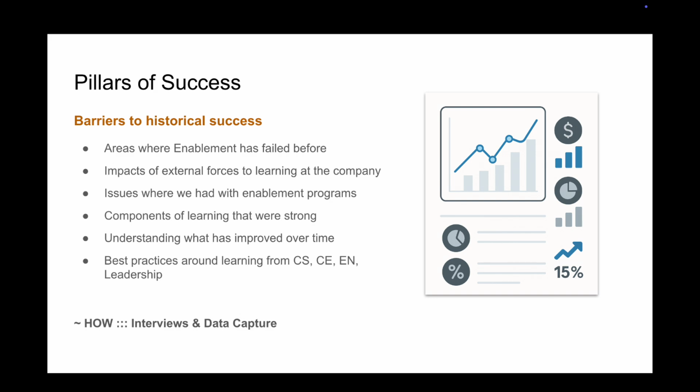There's also been impacts of learning from external sources and forces around the company. So we need to make sure that we know what those are as well. And then if there are any issues or have been any issues with enablement in the past, whether our enablement leaders have found that we're working too quickly, or we're having too much content, we're not having enough content, we're missing the boat, we need to make sure that we understand what those barriers are from the enablement team.